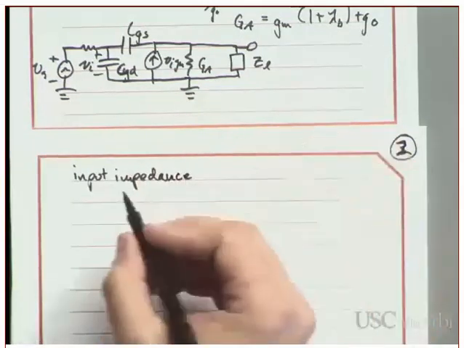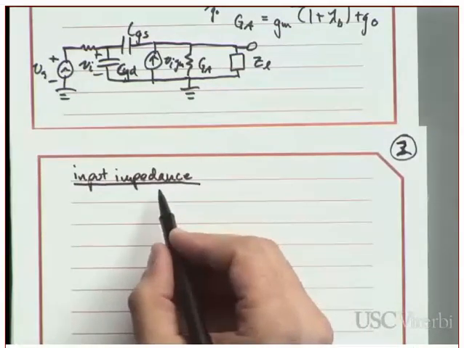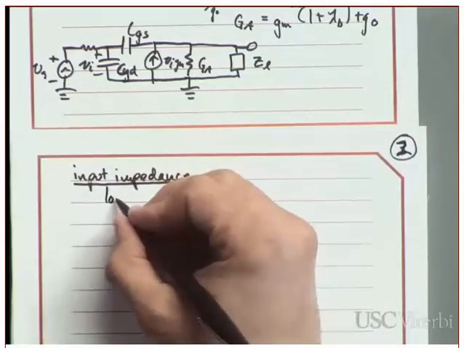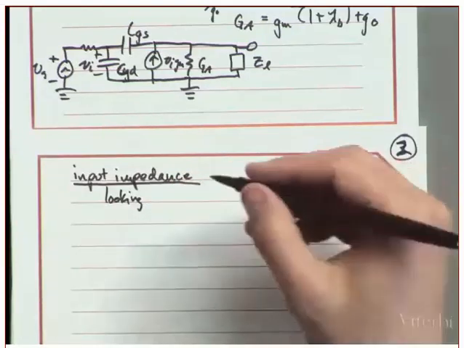I think I've been spelling impedance wrong the entire semester. I think it's got an A, and I think I've been putting an E there. It's not uncommon, I guess, for engineers to be bad at spelling.